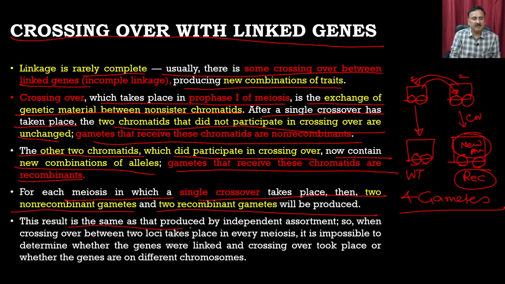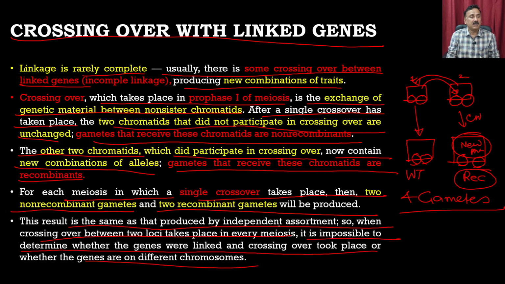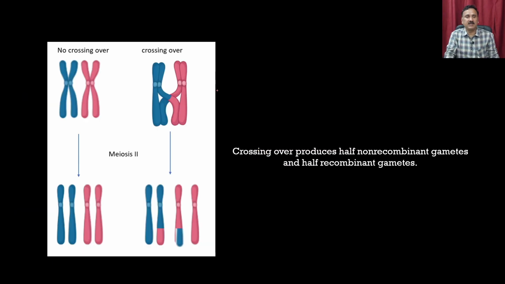This result is the same as that produced by independent assortment. So when crossing over takes place between the two loci in meiosis, it is impossible to determine whether the genes were linked and crossing over took place, or whether the genes are on different chromosomes. So this is what is shown here.